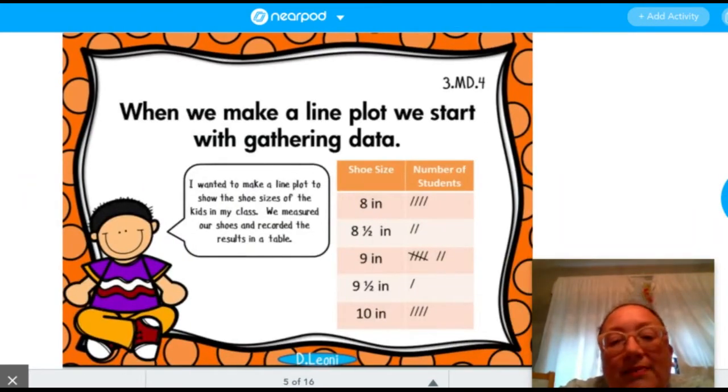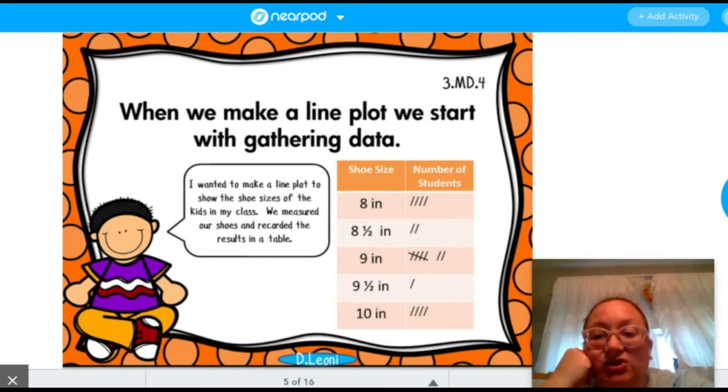All right, guys. When we make a line plot, we have to start with gathering data. So if I wanted to make a line plot to show the shoe sizes of the kids in my class, we measured our shoes and recorded the results in the table. So you can see that there are different shoe sizes here. We have 8 inches, 8.5 inches, 9 inches, 9.5 inches, and 10 inches. And in this column, we have the number of students represented by tally marks. So how many students had 8-inch shoe sizes? 4. Good job. Which shoe size had the least amount of students with that shoe size? If you said 9.5 inches, you're correct.